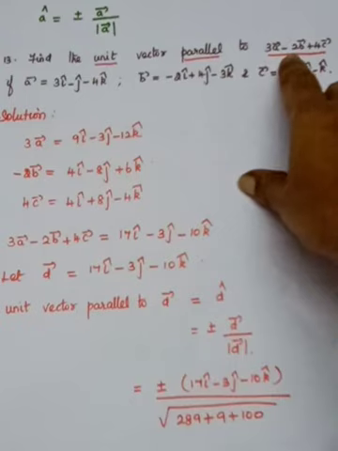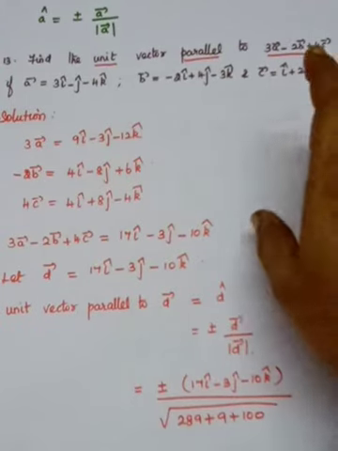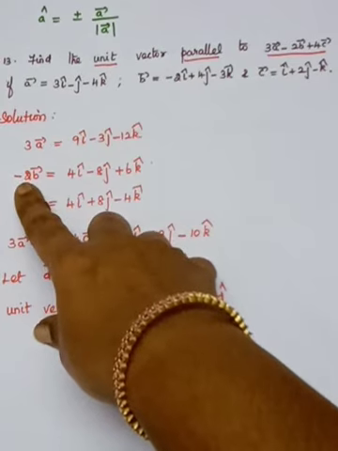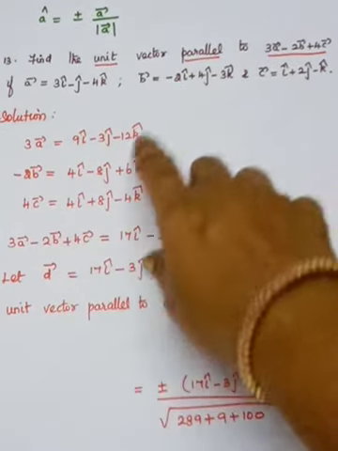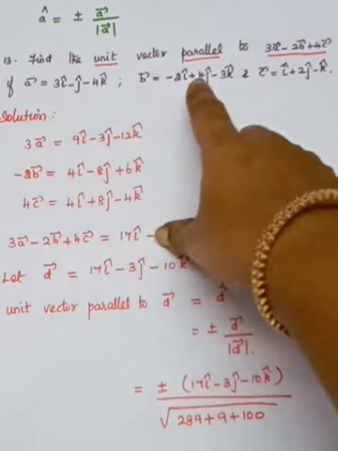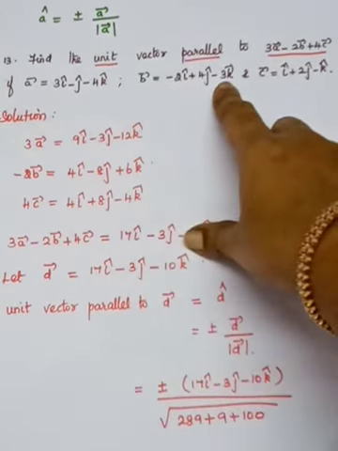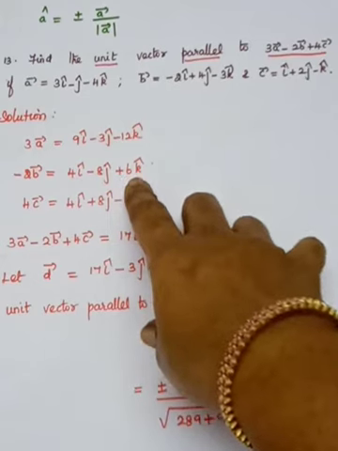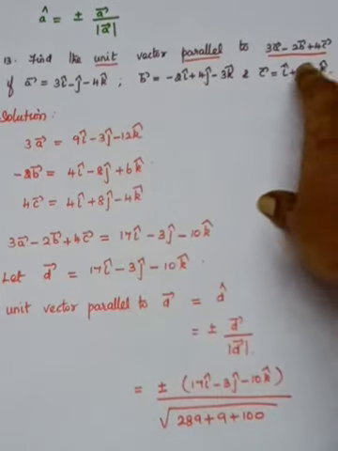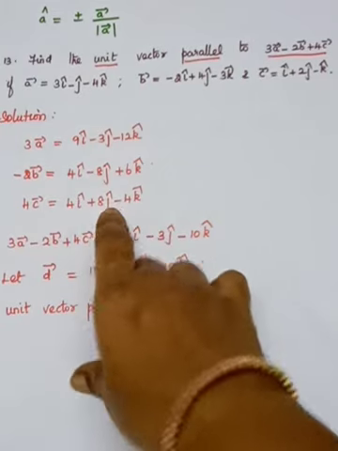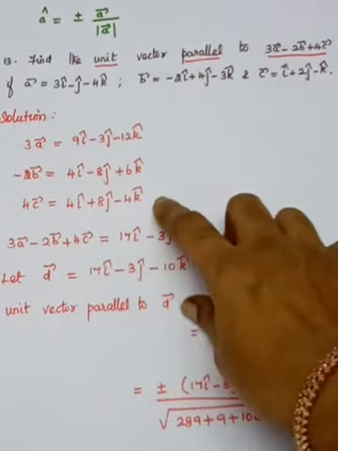Next term, minus 2b vector. The b vector has to be multiplied with the constant minus 2. So minus 2 into minus 2 is 4 i cap. 4 into minus 2 is minus 8 j cap. Minus 3 into minus 2 is plus 6 k cap. And the next one, 4c vector. The c vector has to be multiplied with 4. So 4 i cap plus 8 j cap minus 4 k cap.